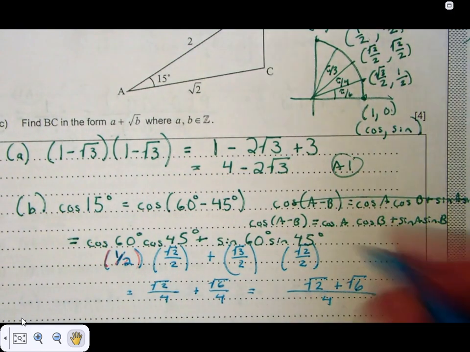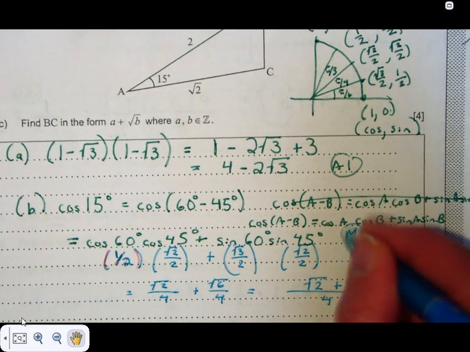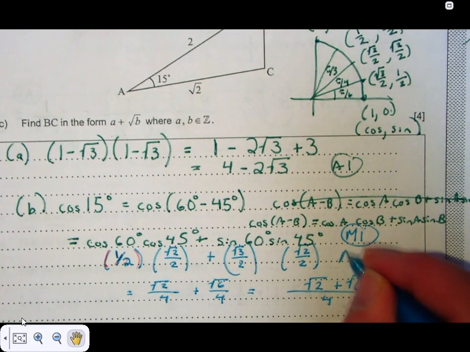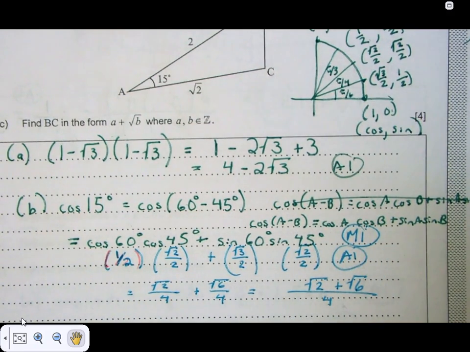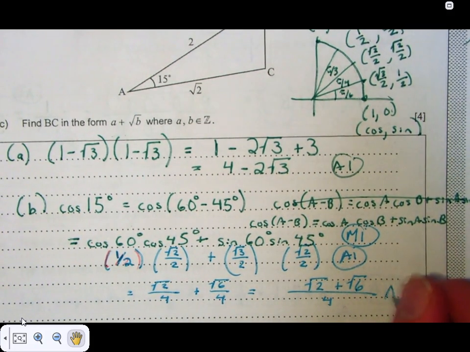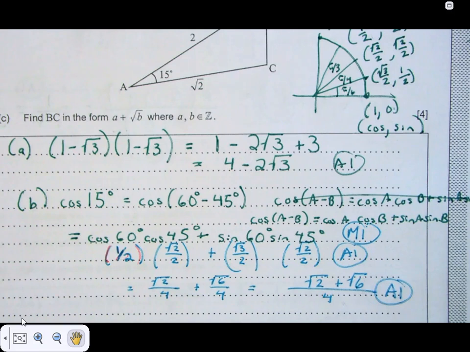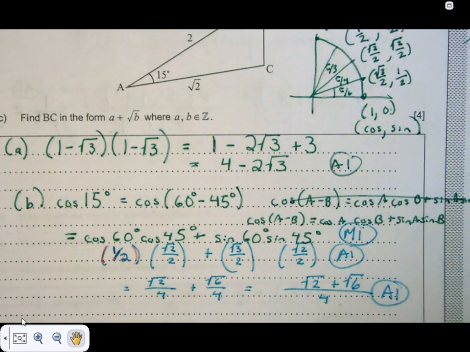They give you a method mark for knowing how to expand. Being able to substitute in the right unit circle values, they give you a mark, and then the final answer, they give you a mark. You don't have to write down where the marks come, like I said. I'm just trying to help you learn how to get points.